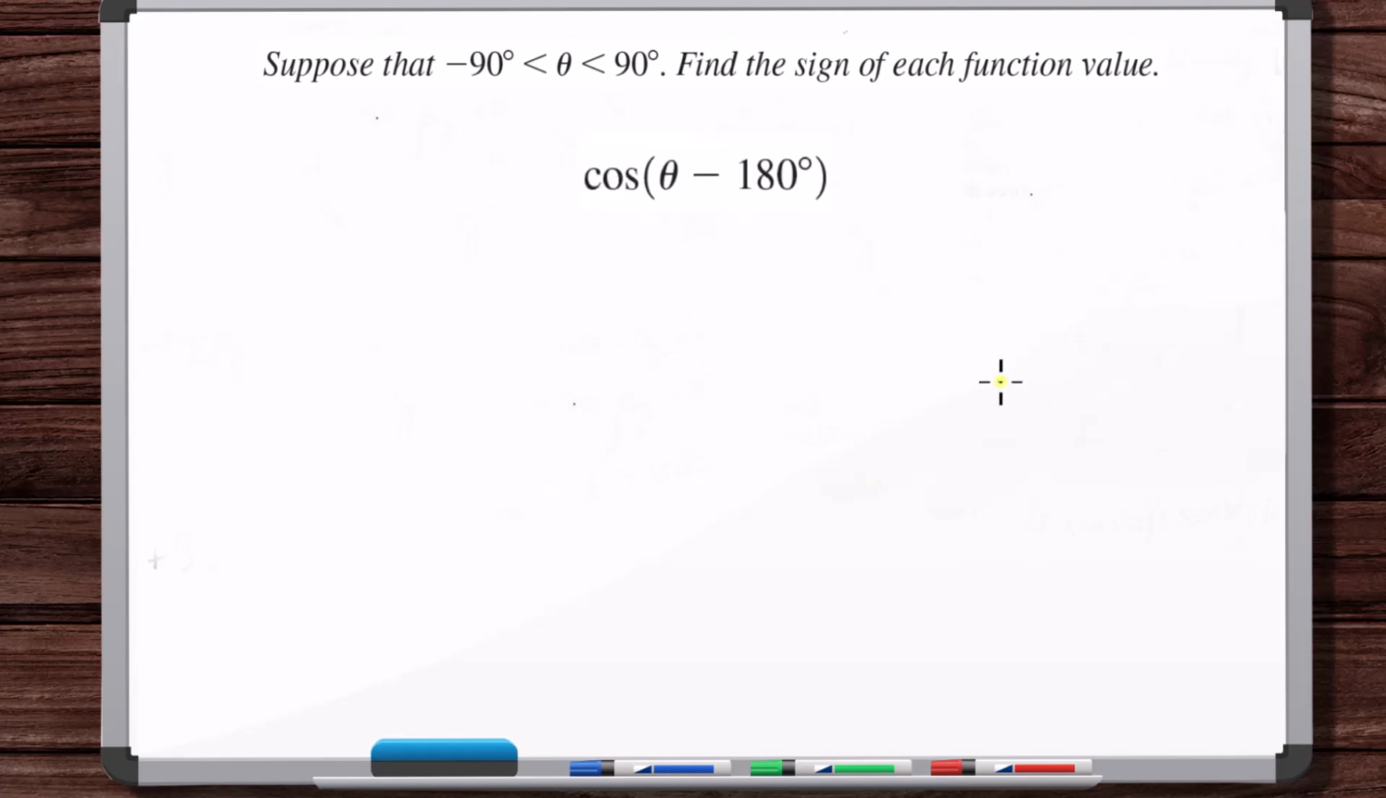Okay, theta minus 180. Minus 90 minus 180 is minus 270, so minus 270 is here. And then 90 minus 180 is minus 90, so here. So it should be either quadrant 2 or quadrant 3. Is that right? If theta is equal to 0, what are we at? Minus 180. Yeah. Cosine is adjacent over hypotenuse, so this is negative. So, okay, always negative.